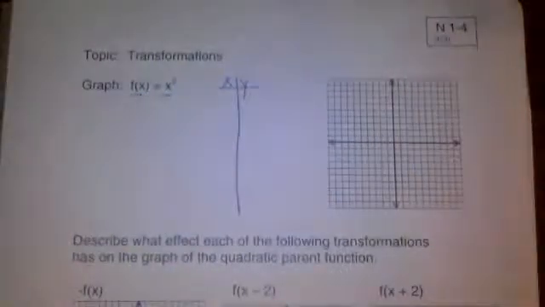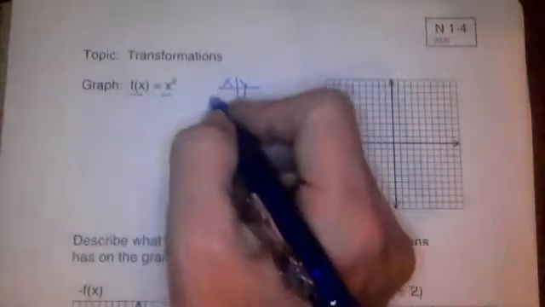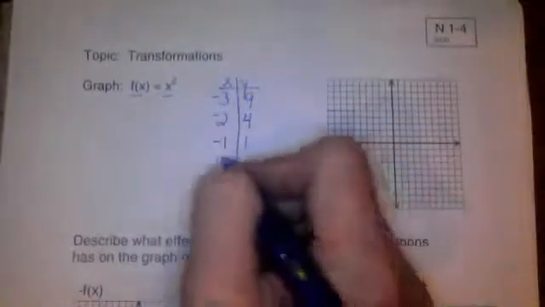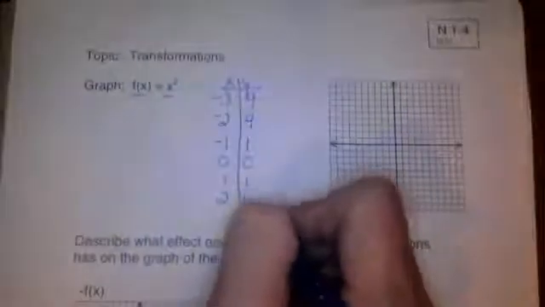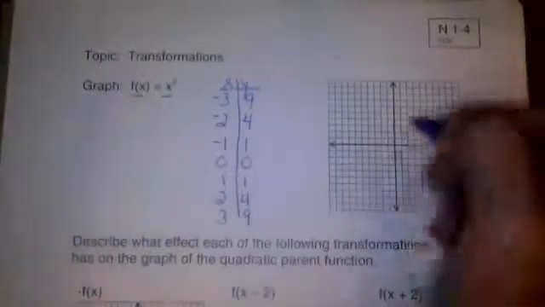And if we don't already have a graph given and we need some points, all we have to do on any function is choose some values. So I'm going to choose -3 to 3. So -3 squared would give me 9, -2 squared, 4, -1 squared, 1, 0 squared is 0, 1 squared is 1, 2 squared is 4, and 3 squared is 9. And so now we have a table of values or some points that we can plot over here on our graph.